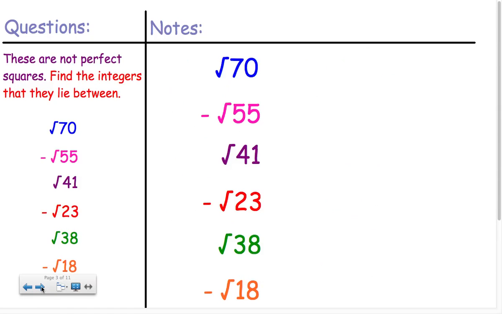Alright, these are not perfect squares. Find the integers that they lie between. So again, like I said, you're going to want to use your last list to help you with this. The two perfect squares that fall on both sides of 70 are 64 and 81. So that means the integers that the square root of 70 lies between are 8 and 9.